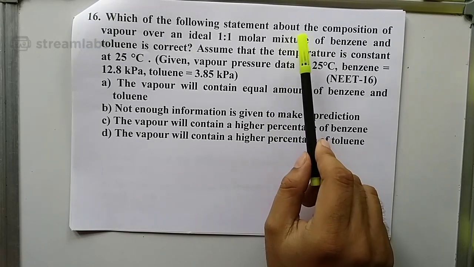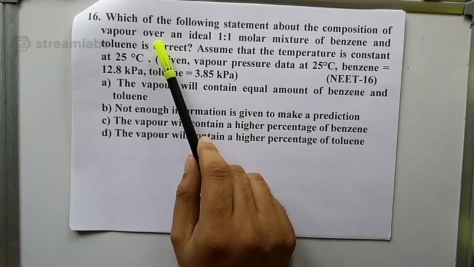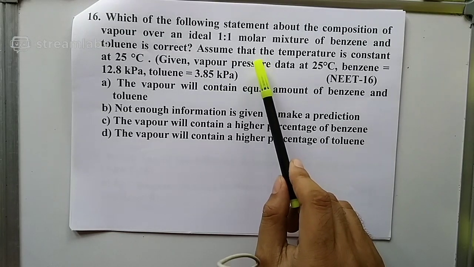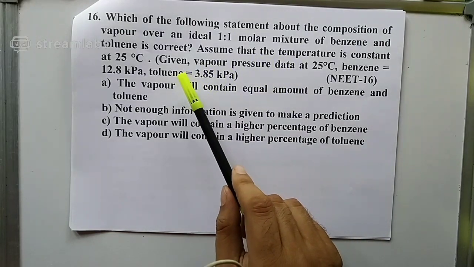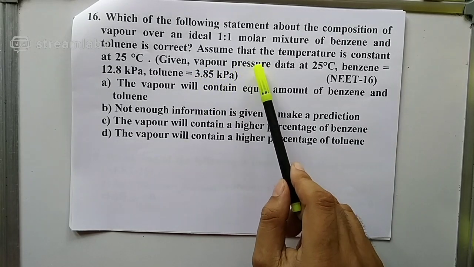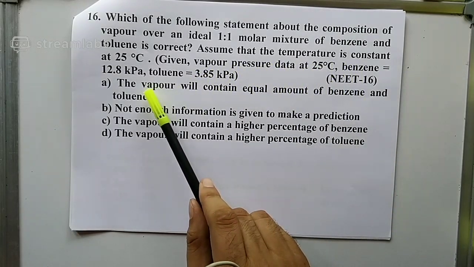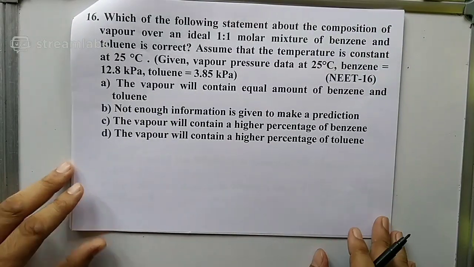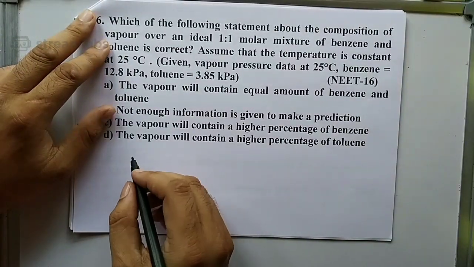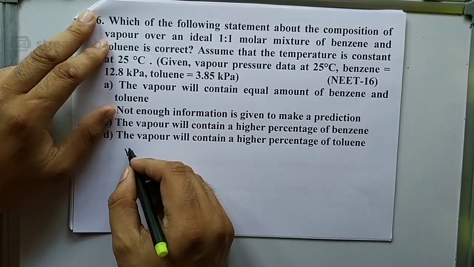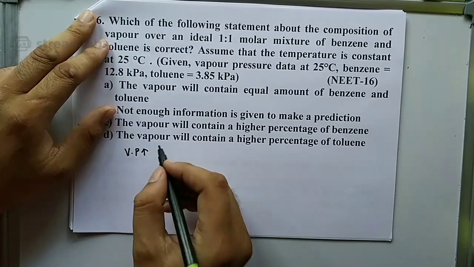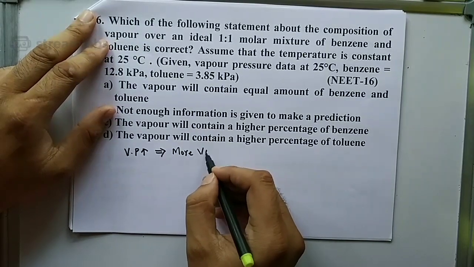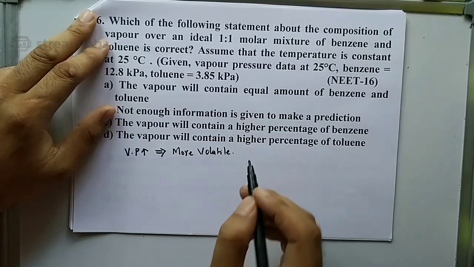Which of the following statements about the composition of the vapor phase over an ideal 1:1 molar mixture of benzene and toluene is correct? Assume that the temperature is constant at 25 degrees Celsius. Given vapor pressure data at 25 degrees Celsius, benzene is 12.8 kilopascal and toluene is 3.85 kilopascal. Students, now you know that the one having the higher vapor pressure is more volatile. Is it clear, students?